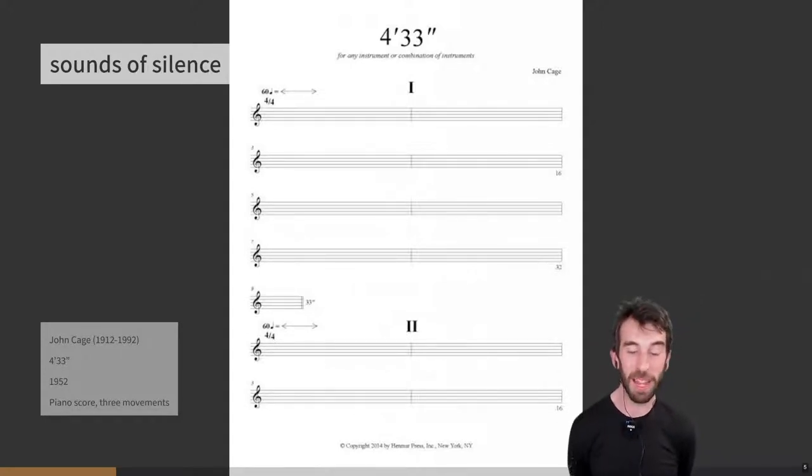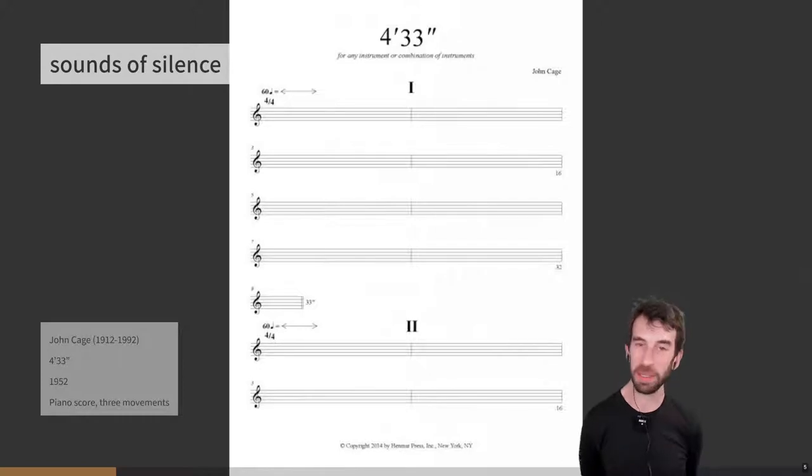One of his very famous pieces is called 4 Minutes 33 Seconds for any instrument or combination of instruments. And the innovation of this piece is that there are no notes in this piece. It is a silent piece of music. And it has multiple movements. I think it's three movements. You can see them here. They've got a tempo. They have a number of bars. They've got a time signature. But there are no notes to play.